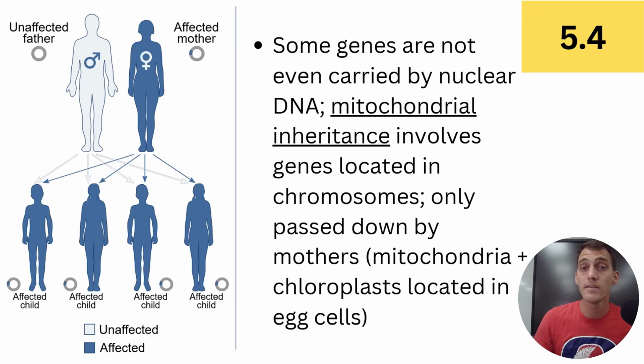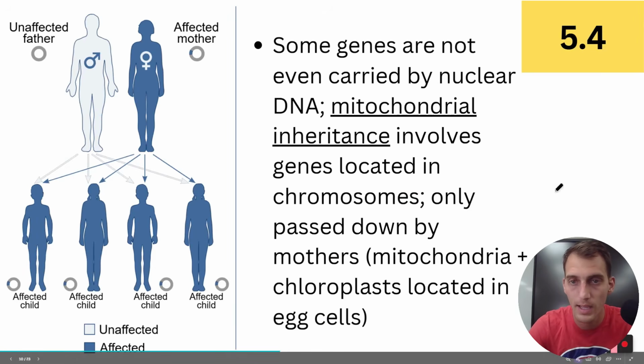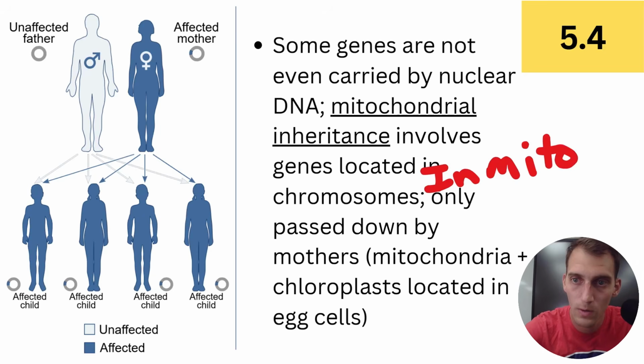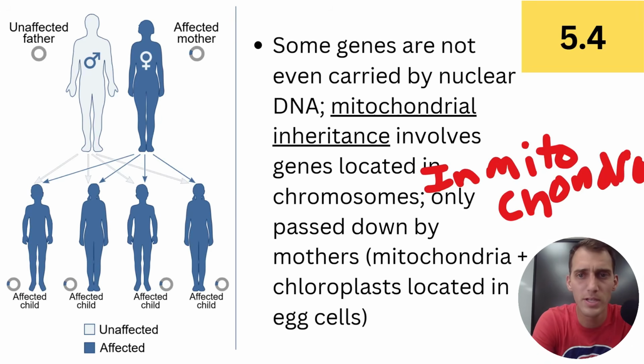So mitochondrial inheritance involves genes located in chromosomes in mitochondria. Oh, I should add that in there. That's a typo. Chromosomes in mitochondria. Just add that. Wow, handwriting super sloppy. But it's only passed down maternally. So here's the deal. Your mitochondria that your cells have, you got them from mom because egg cells contain mitochondria and typically sperm cells do not. The same deal is with chloroplasts. Chloroplasts only come from the egg of the plant and not from the pollen, from the sperm, essentially.